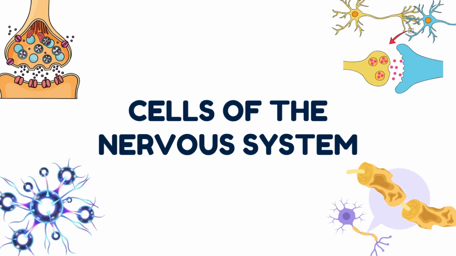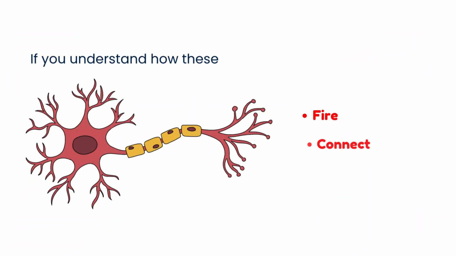Cells of the nervous system aren't just anatomy, they're the foundation for everything else the MCAT tests in neurobiology and behavior. If you understand how these cells fire, connect, and communicate, every topic from neurotransmission to brain function becomes easier to master.